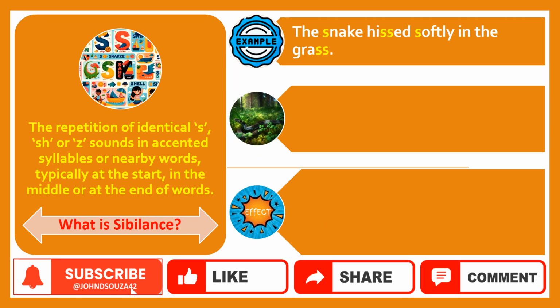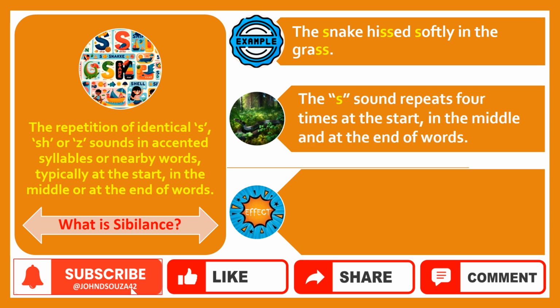What is sibilance? It is a repetition of identical S, sh, or z sounds in accented syllables or nearby words, typically at the start, in the middle, or at the end of words. In the example, the S sound repeats 4 times at the start, in the middle, and at the end of words. Sibilance enhances imagery and mood, and creates a soft hissing, soothing, sinister, or whispering effect.